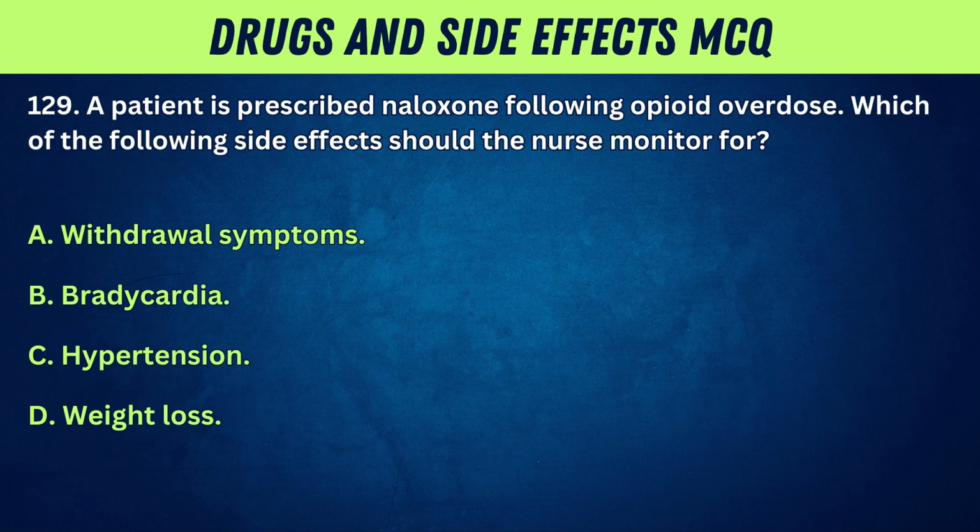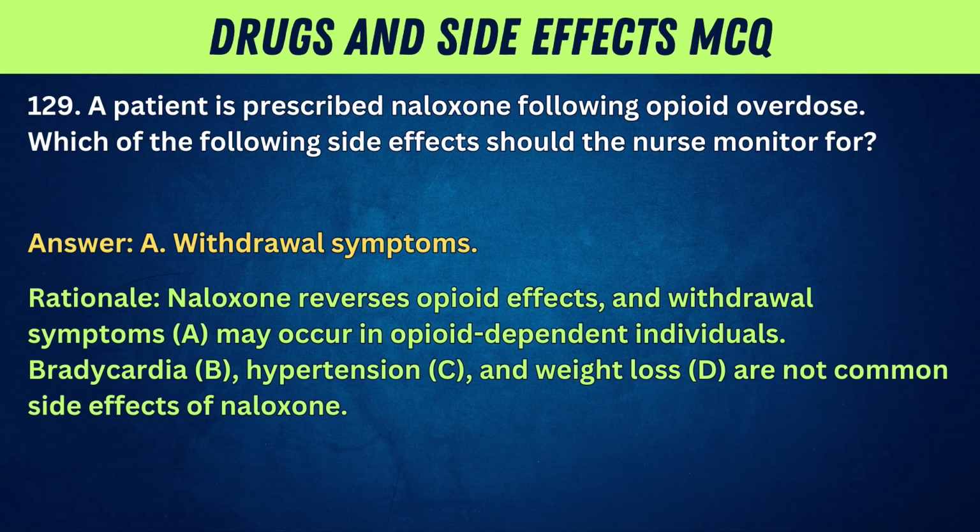129. A patient is prescribed naloxone following opioid overdose. Which of the following side effects should the nurse monitor for? A. Withdrawal symptoms. B. Bradycardia. C. Hypertension. D. Weight loss. Answer: A. Withdrawal symptoms. Rationale: naloxone reverses opioid effects, and withdrawal symptoms, A, may occur in opioid-dependent individuals. Bradycardia, B, hypertension, C, and weight loss, D, are not common side effects of naloxone.